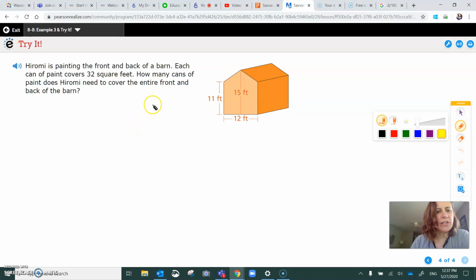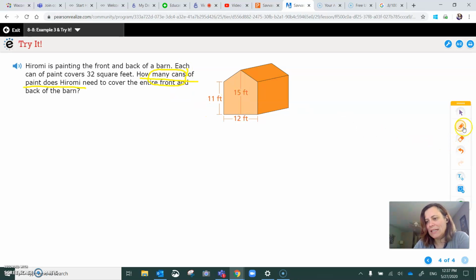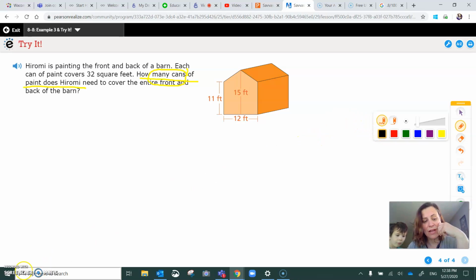This one's an interesting question because Hiromi is painting the front and back of a barn, and each can of paint covers 32 square feet. How many cans of paint does Hiromi need to cover the entire front and back? So the question that we're answering here is how many cans does he need? So I'm worried that I'm going to forget about that. So I'm going to make myself a checklist of steps to go through.